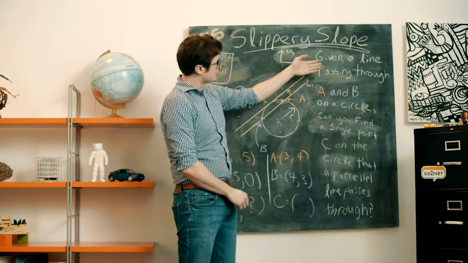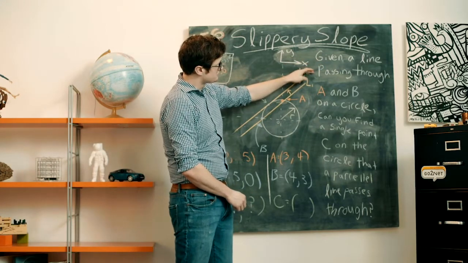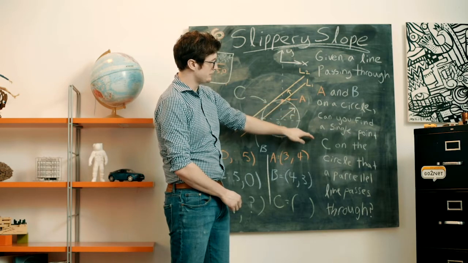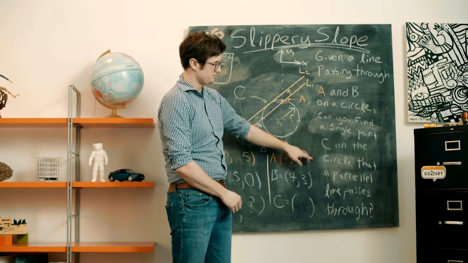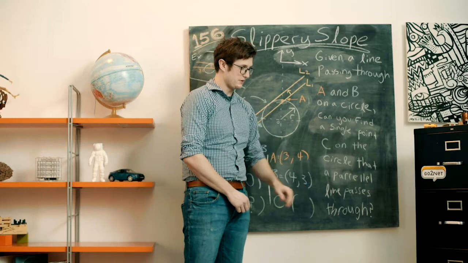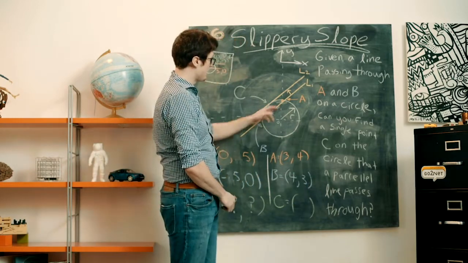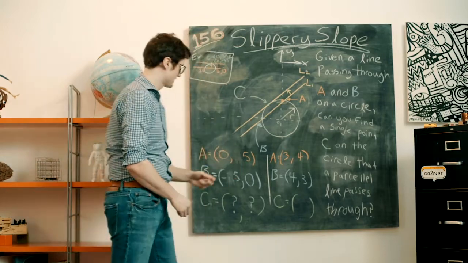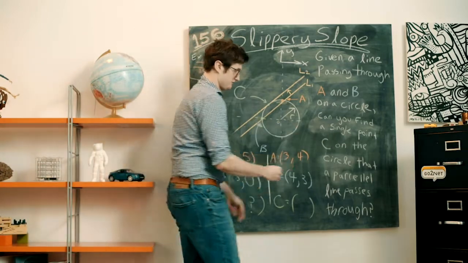Our problem, again, is: given a line that's passing through A and B on a circle, can you find a single point C on that circle that a parallel line passes through? L2 is our parallel line that passes through this point C. A single point.